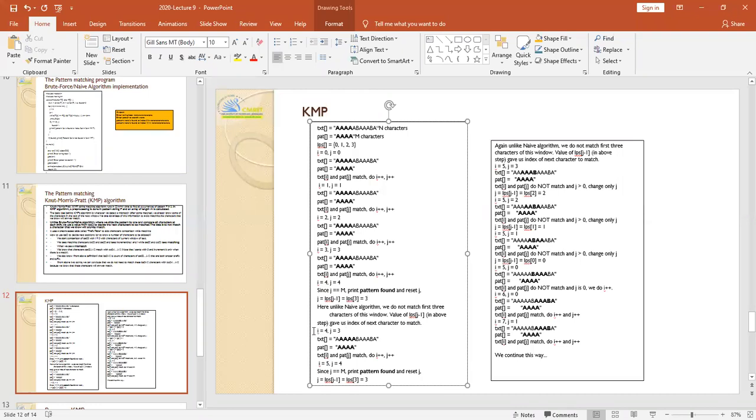Okay, so now you start with i equals 4 and j equals 3. So i equals 4 and j equals 3. So now you see the same thing. If both are matching, keep on doing. So i keeps incrementing and j keeps incrementing. So this is the concept of the algorithm called Knuth-Morris-Pratt algorithm, where you are implementing using the same brute force algorithm.